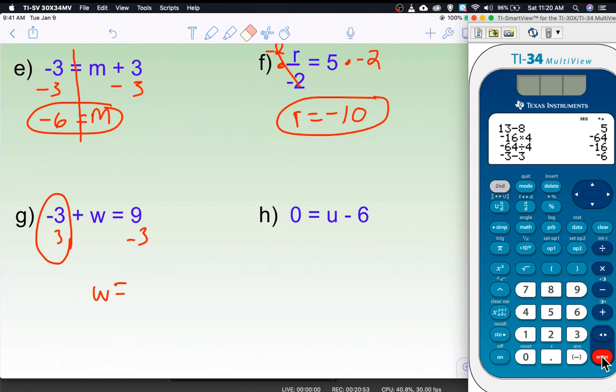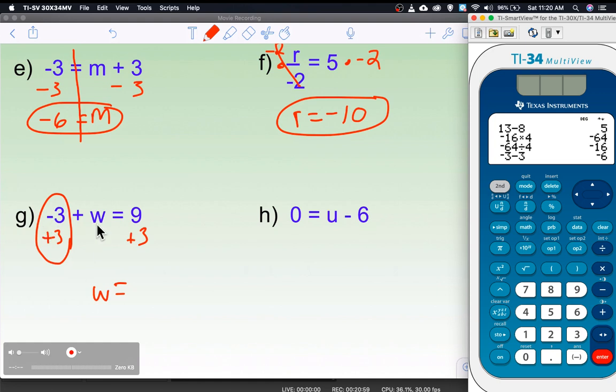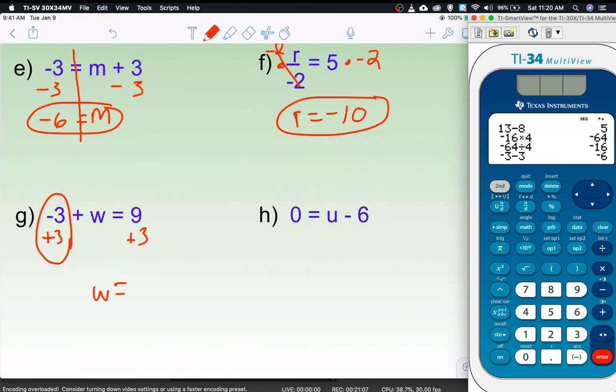So we actually needed to use an addition. Because again, we wanted this variable to cancel out. We're going to have w equals something. So to get rid of this piece, we have to use a +3. To get rid of a -3, when we're adding and subtracting, we use a positive. And on the right-hand side, when I solve my equation, I'm going to get 12.